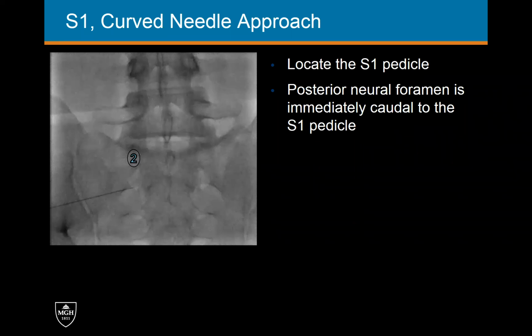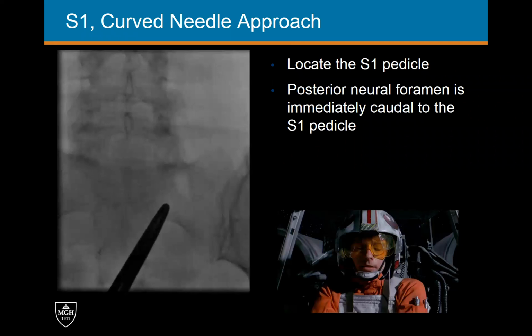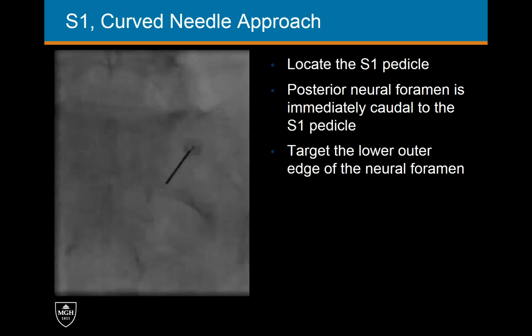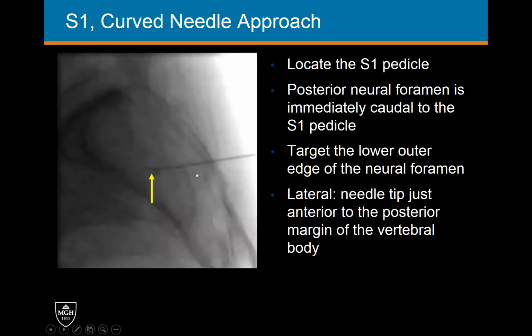And so what you just have to do is trust that it's there and use the force, and you can get in, I swear. So here I'm looking, I can see all the pedicles, I can see the S1 pedicle, and that's where my neuroforamen is going to be. You approach by targeting the lower outer edge of the neuroforamen. That's this little dot right here, and there's a curved needle. It's a curved needle, that's why the trajectory looks funny, but the person is trying to fight the curve here. That's probably where the neuroforamen is.